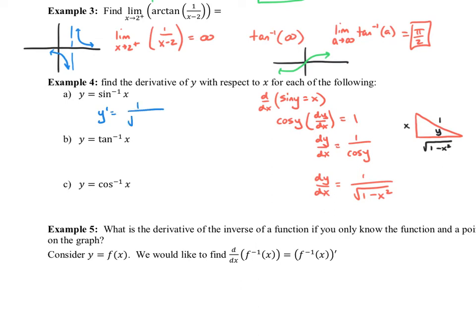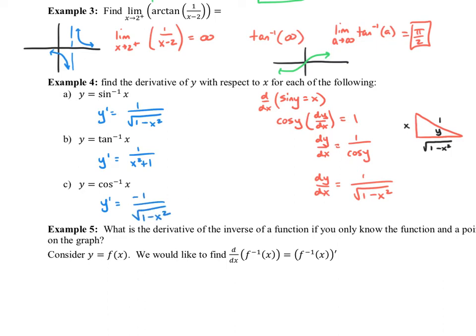You do want to just simply memorize this. I'm not going to do the other two by the development. I'm just going to give them to you and just remind you of them. The inverse tangent derivative is going to be 1 over x squared plus 1. And inverse cosine is actually almost identical to inverse sine, but it's just negative.